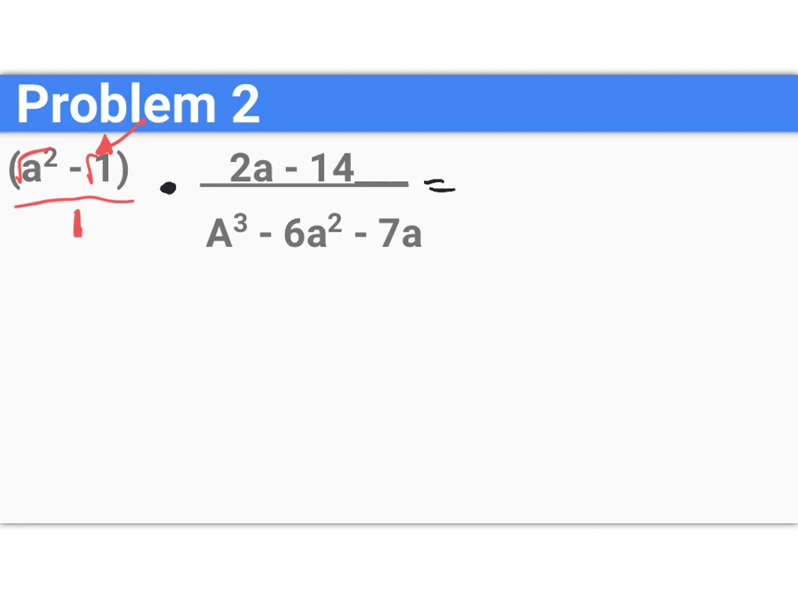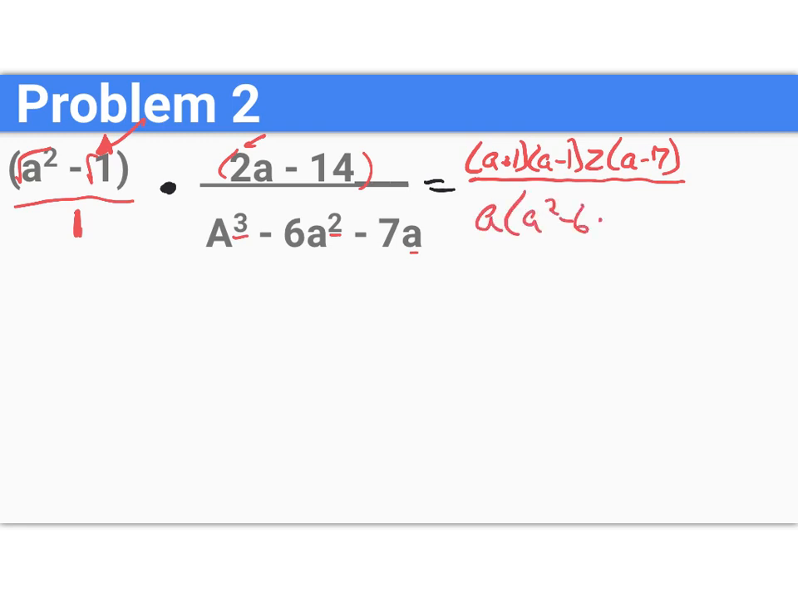So a squared minus 1 is a difference of squares. So that breaks down into a plus 1 times a minus 1. And then if we factor a 2 out of this grouping, we get 2a minus 7. Okay, so now the top is completely factored. Now we have a cubed, a squared, and a. So if we factor out an a, we get a squared minus 6a minus 7.